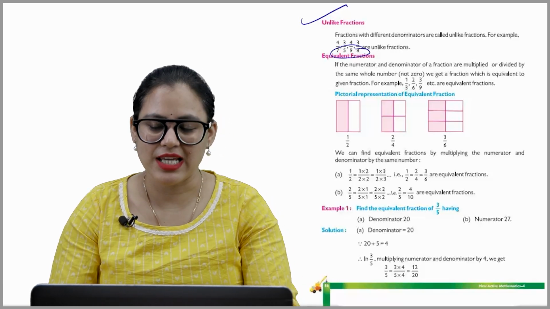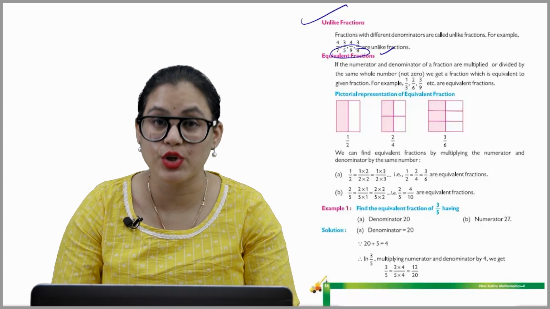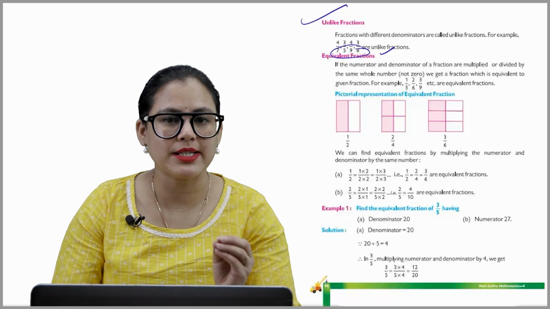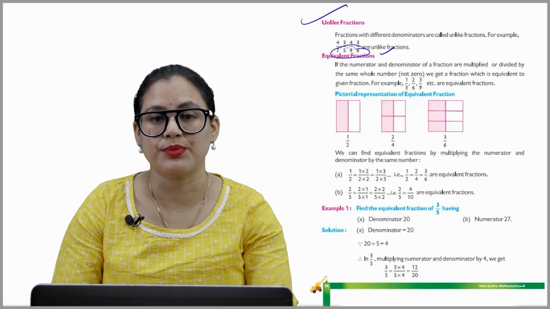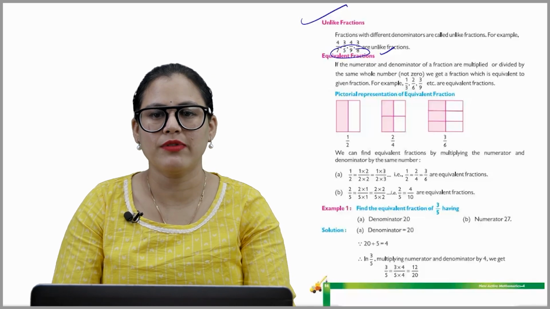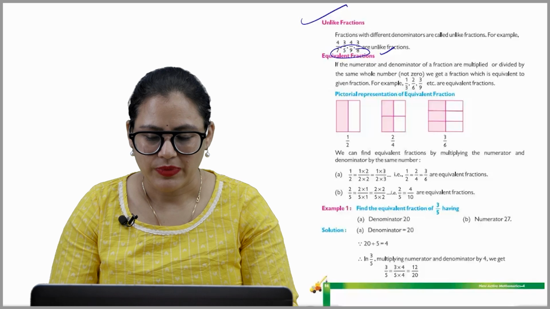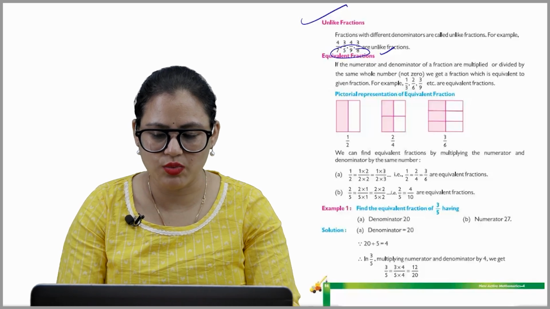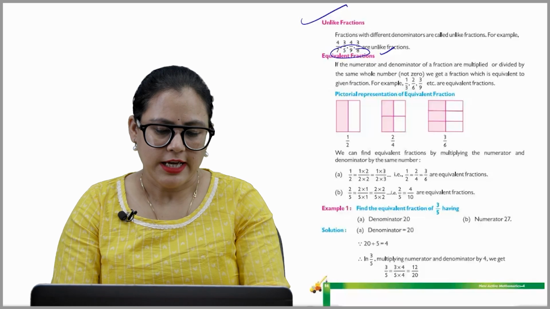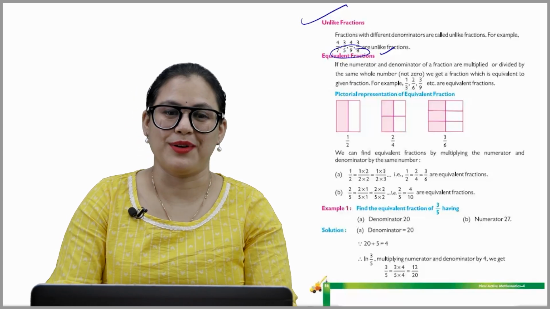Next, equivalent fractions. If the numerator and the denominator of a fraction are multiplied or divided by the same whole number, we get a fraction which is equivalent to the given fraction. For example, 1 by 3, 2 by 6 and 3 by 9, etc. are equivalent fractions. See the pictorial representation of equivalent fractions. This is 1 by 2, this is 2 by 4, this is 3 by 6. Observe carefully. This is half, this is also half, and this is also half.